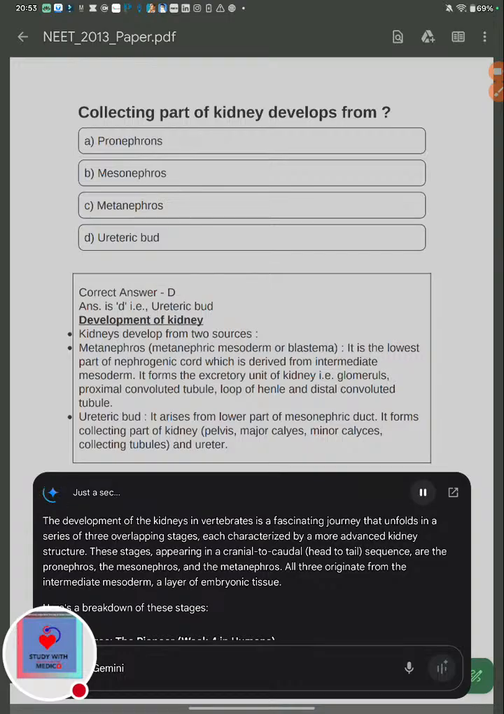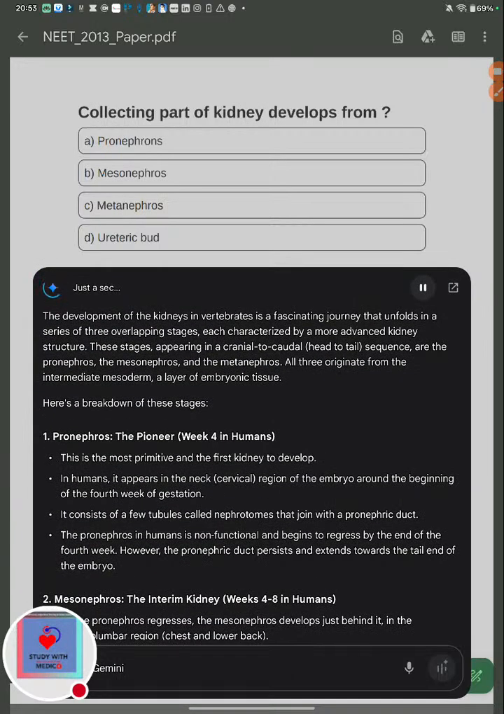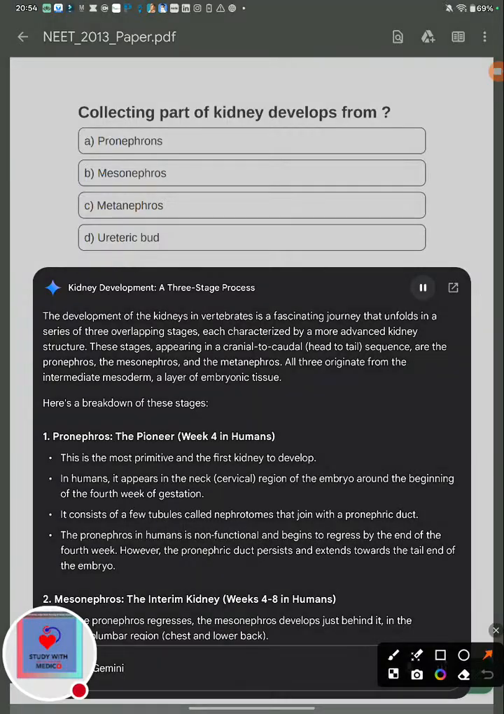The development of the kidneys in vertebrates is a fascinating journey that unfolds in a series of three overlapping stages, each characterized by a more advanced kidney structure. These stages, appearing in a cranial to caudal, head to tail sequence, are the pronephros, the mesonephros, and the metanephros. All three originate from the intermediate mesoderm, a layer of embryonic tissue. Here's a breakdown of these stages.